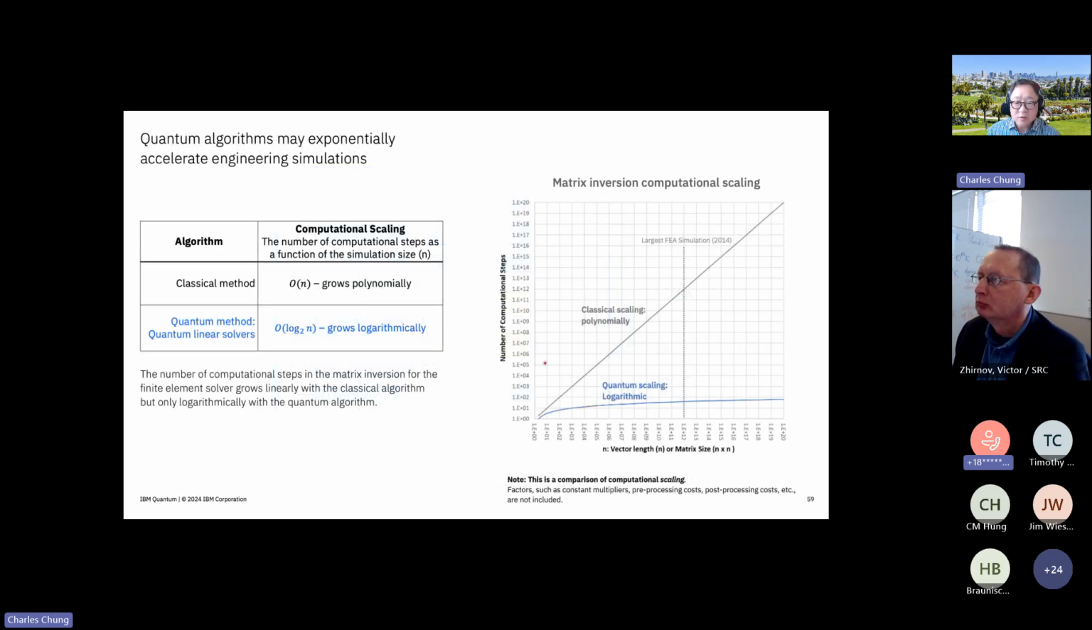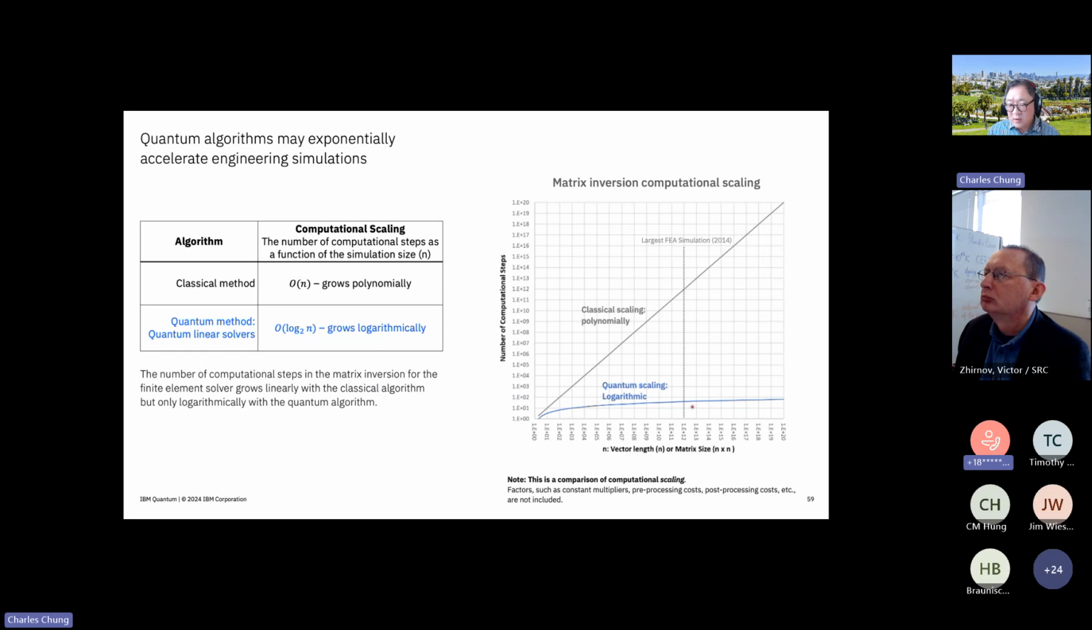In matrix inversion, if you look at the number of computational steps versus the size of the matrix, the classical solvers have a scaling that looks something like this. This is a log-log plot, so this straight line is polynomial scaling. There's a quantum algorithm that has this kind of scaling. It's a logarithmic scaling, so it's quite different from classical scaling.